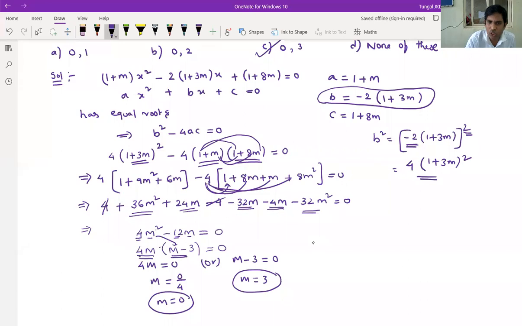Either 4m is equal to 0 or m minus 3 is equal to 0. 4m is equal to 0 means m is equal to: here 4 is multiplied, taken to the right side it is divided. So 0 by 4 nothing but 0. m is equal to 3. Therefore option 3 is the correct one.